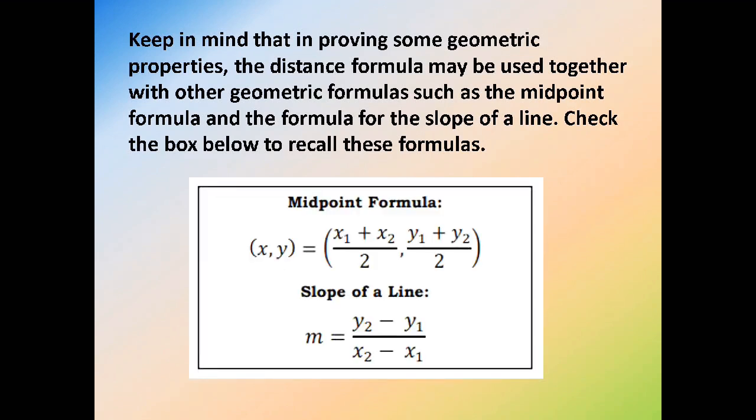So for the midpoint formula, given x, y, we can solve it by getting the sum of x sub 1 plus x sub 2 divided by 2 for the first coordinate, and y sub 1 plus y sub 2 divided by 2 for the second coordinate. And recalling the formula for the slope of a line, we have m is equal to y sub 2 minus y sub 1 over x sub 2 minus x sub 1.